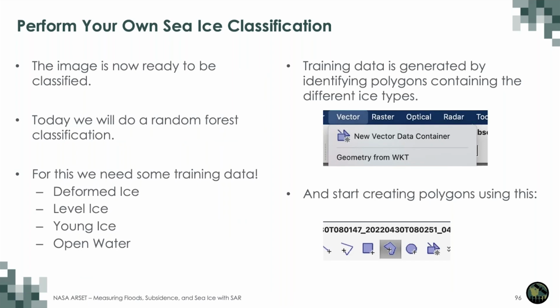And I've decided we're going to do some training data for this: deformed ice, level ice, young ice, and open water. The training data is generated by identifying polygons containing the different ice types. So you need to first do a new vector data container and then start doing your areas.